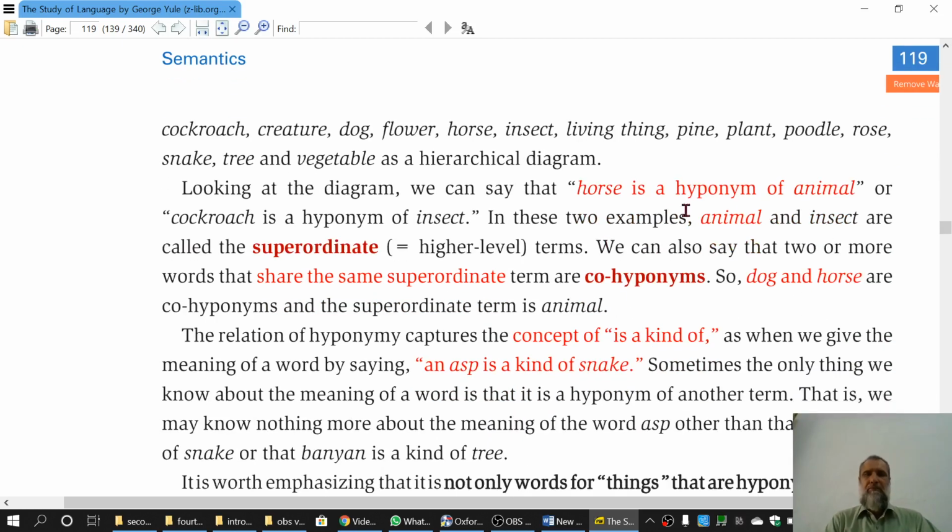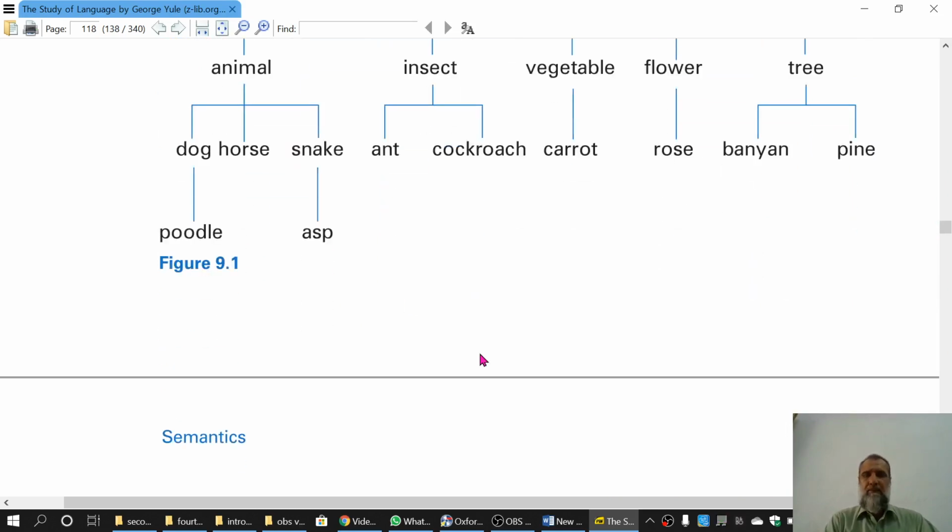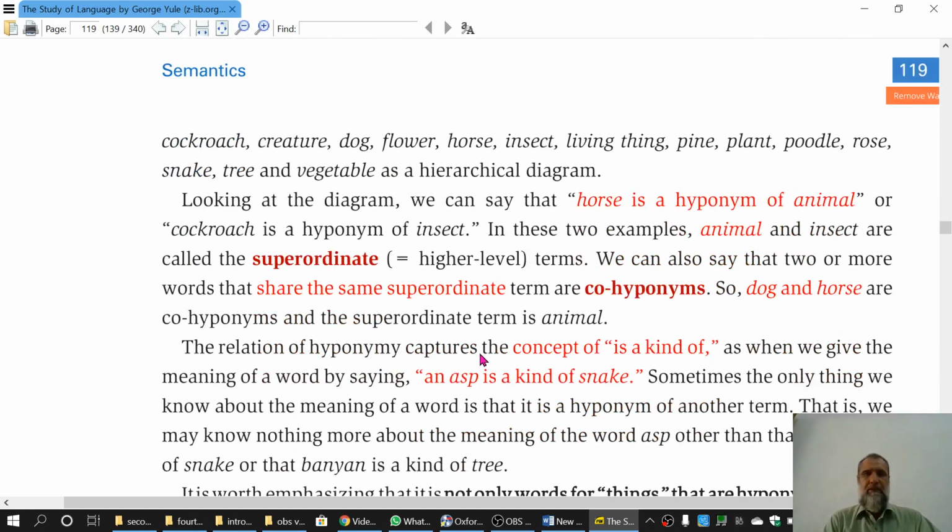We can say, for example, horse is a hyponym of animal. Let us take this one. This is horse. Horse is a hyponym of animal. The meaning of horse is included in animal, so we say it is the hyponym of animal. Animal and insect are called the superordinate terms. Animal is the superordinate term for horse. Superordinate because it is at a higher level.